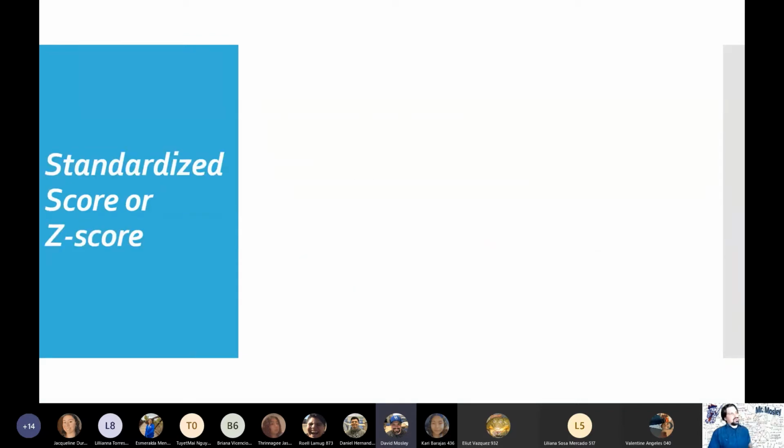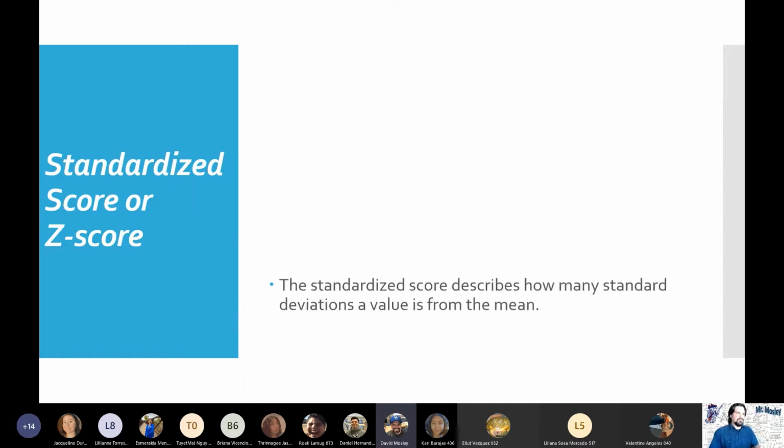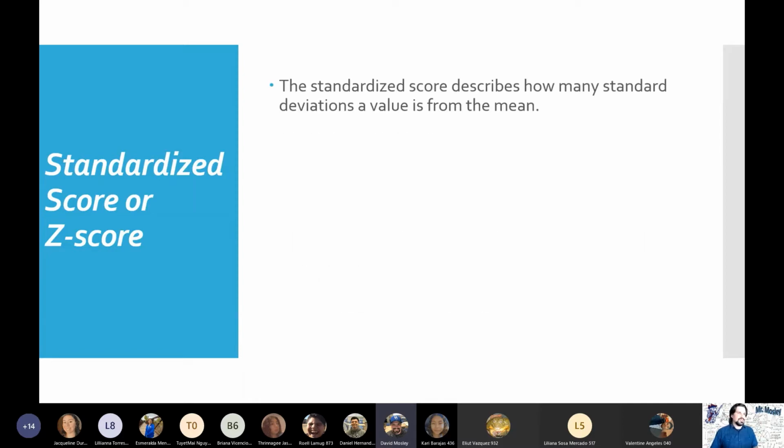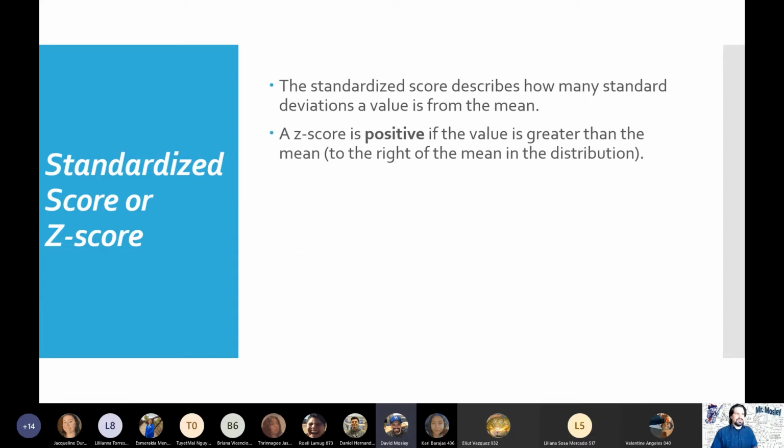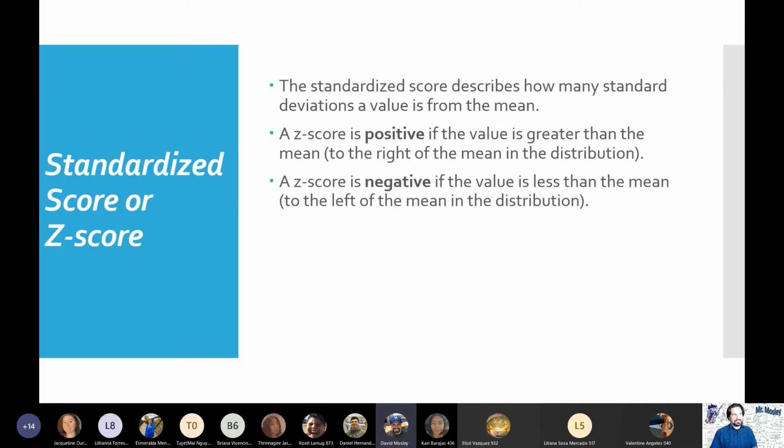Next we have the standardized score or z-score. Standardized score describes how many standard deviations a value is from the mean. So it relates all of our values back to the mean. A z-score is positive if the value is greater than the mean, meaning to the right of the mean in the distribution. And a z-score is negative if the value is less than the mean or to the left of the mean in the distribution.